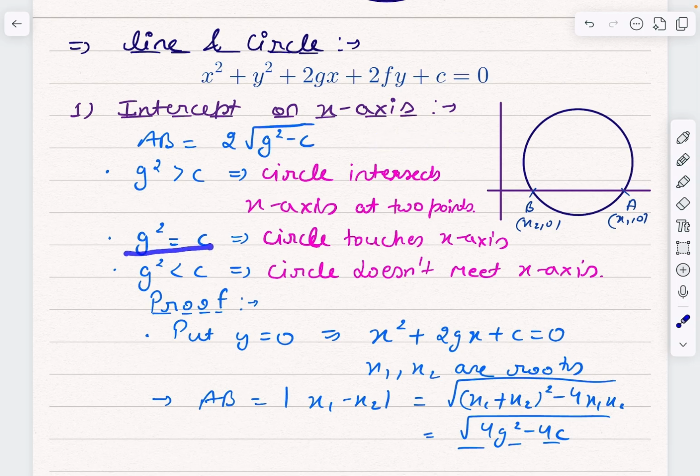If g square is equal to c, AB will come out to be 0. That means the circle touches the x-axis. A and B are coinciding. So we'll say the circle will touch the x-axis.